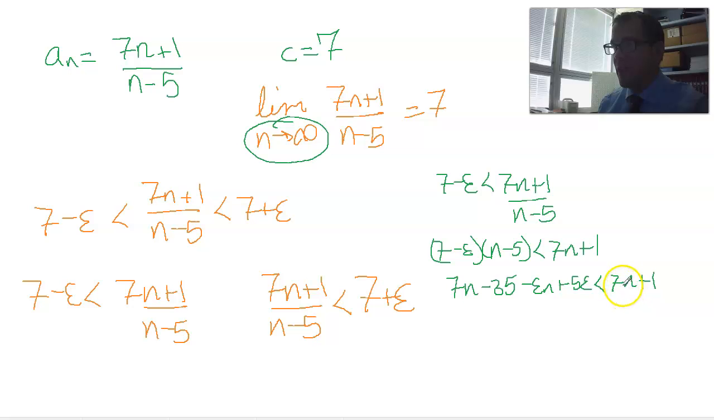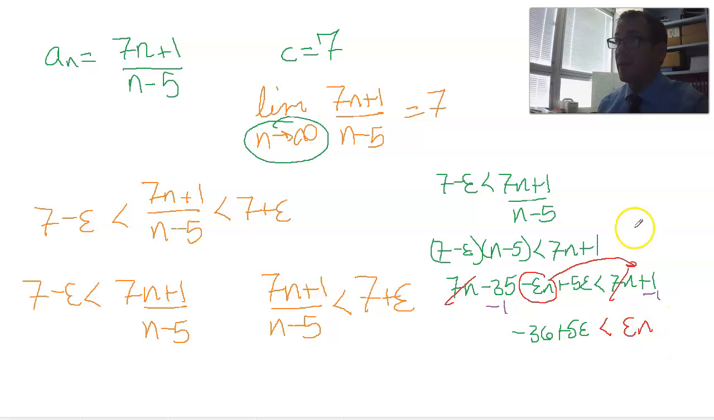It turns out that if I subtract 7n from both sides, these will cancel each other out. I like to keep the n positive, and this epsilon's positive, so by subtracting it, I don't like that. So I'm going to put all this stuff on the other side. And then I'll subtract this 1 from both sides. So I'll end up with negative 36 plus 5 epsilon less than epsilon n. I'll divide through by epsilon, giving me n is more than (negative 36 plus 5 epsilon) over epsilon. Okay, that's a good sign.